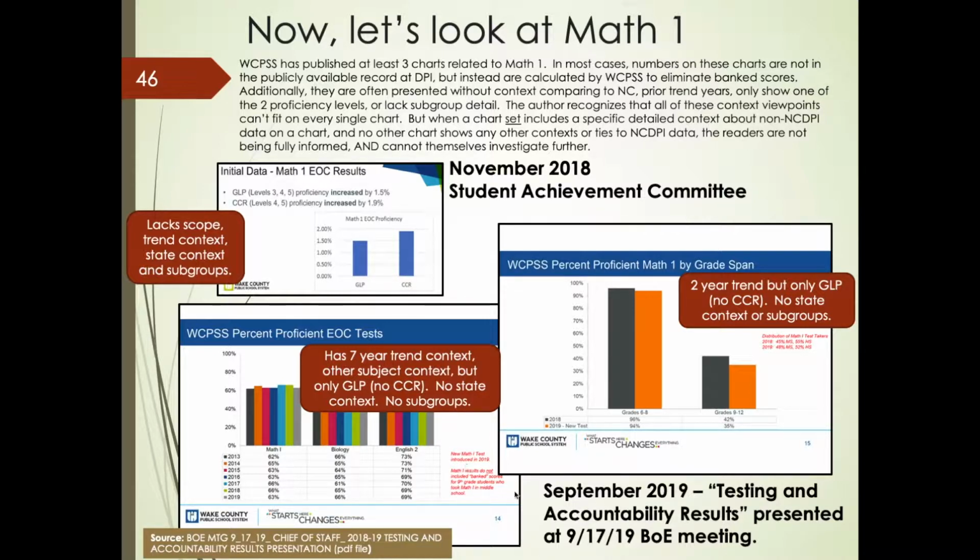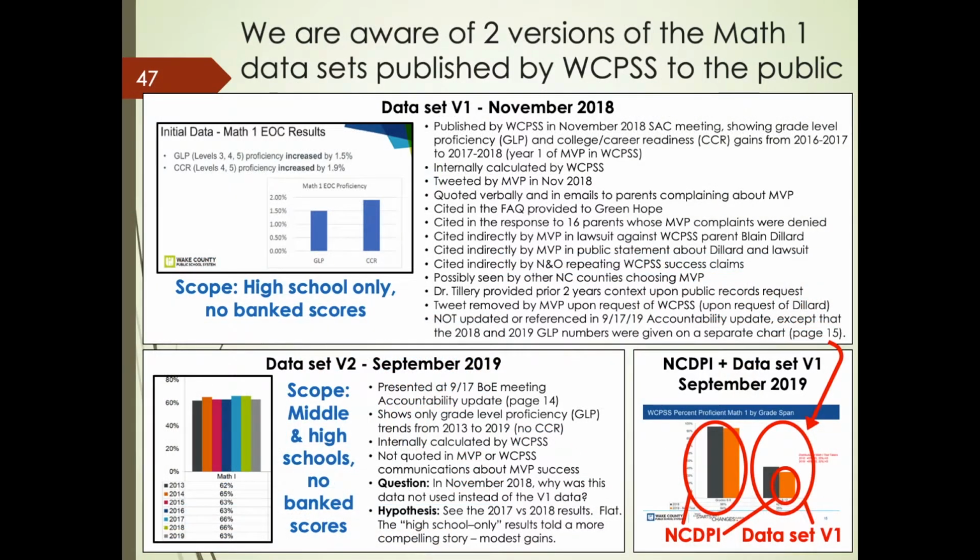This one over here also has some notes related to the fact that this group does not include bank scores, and also that there's a new Math 1 test introduced, and we'll talk about that more later as well. So let's dig into each of these charts separately and carefully.